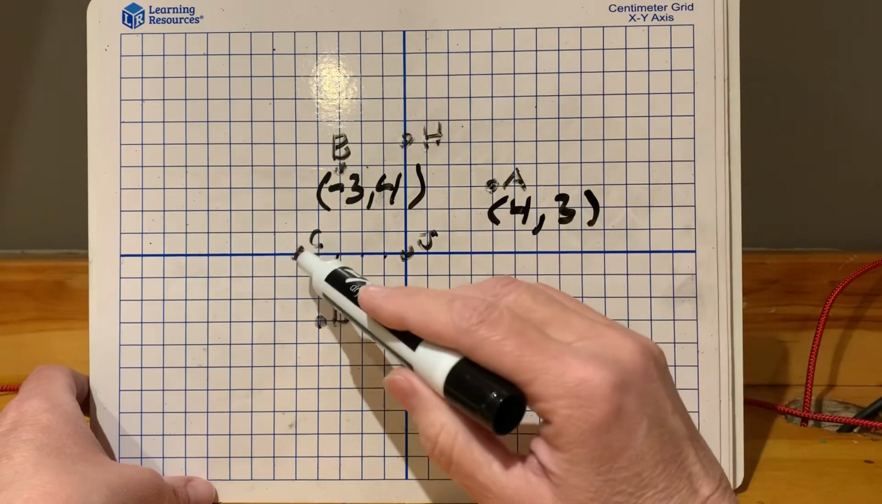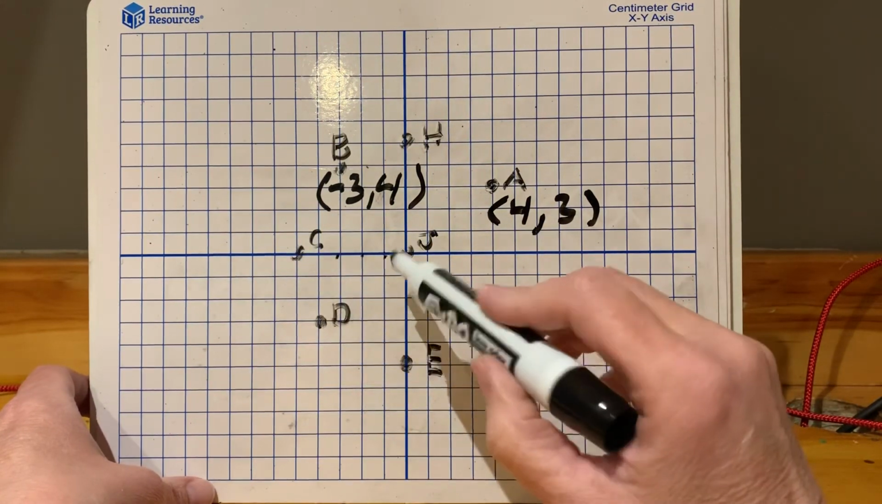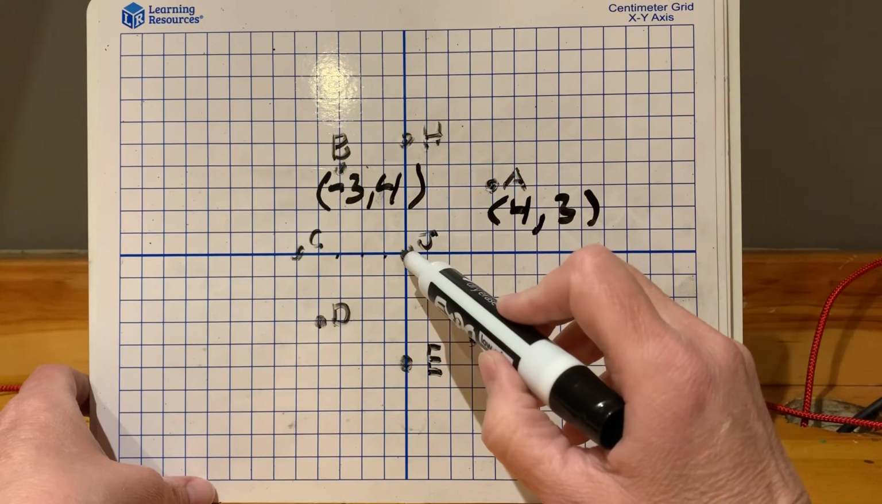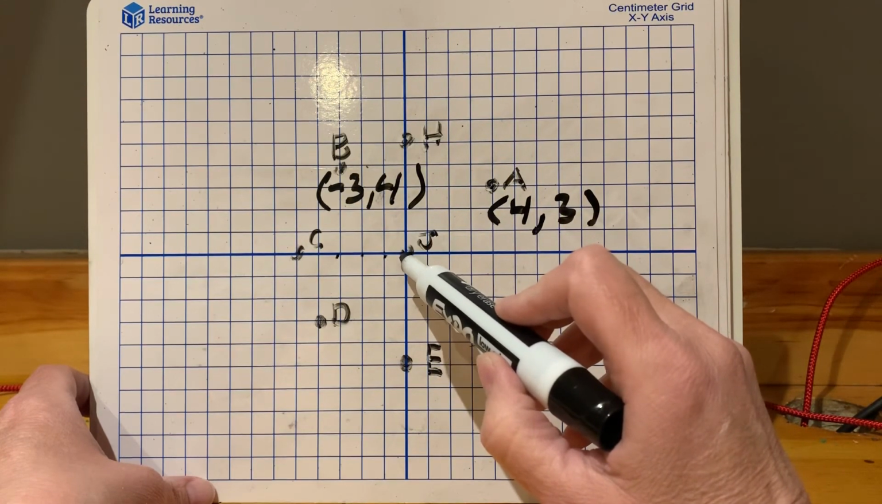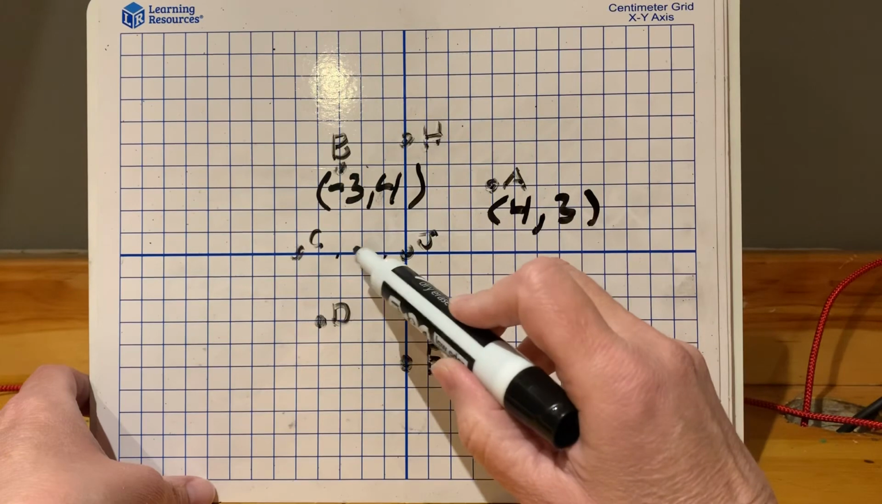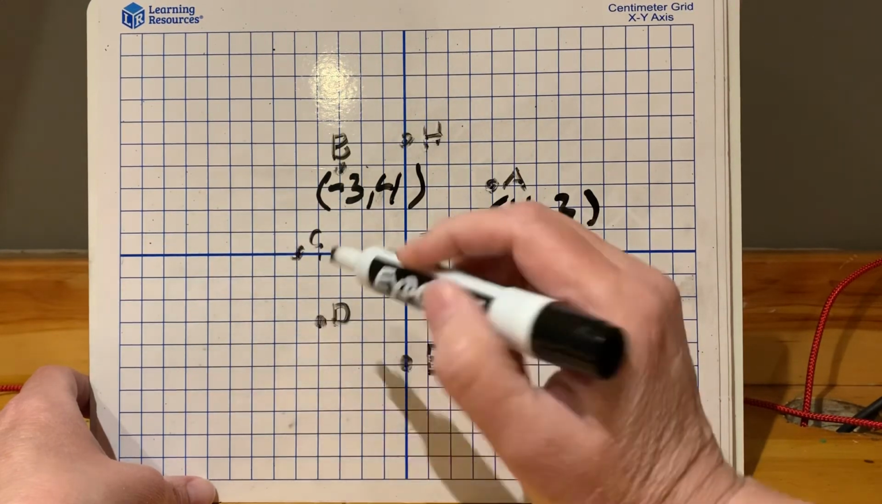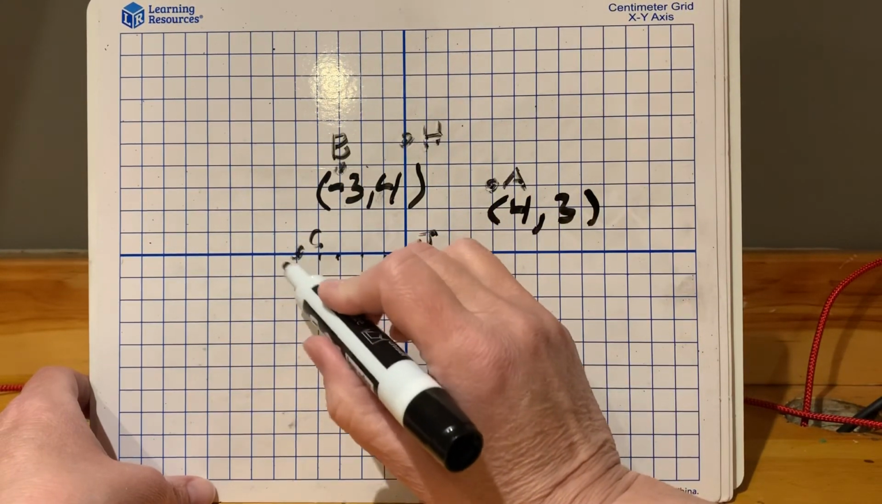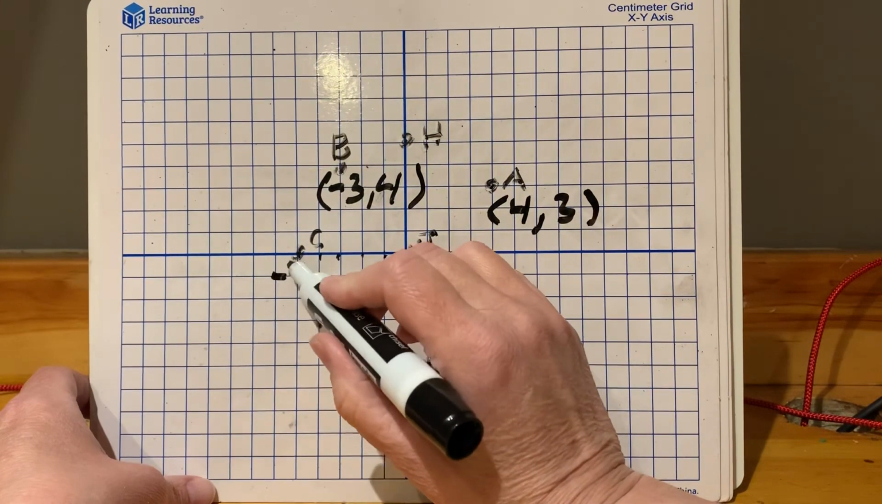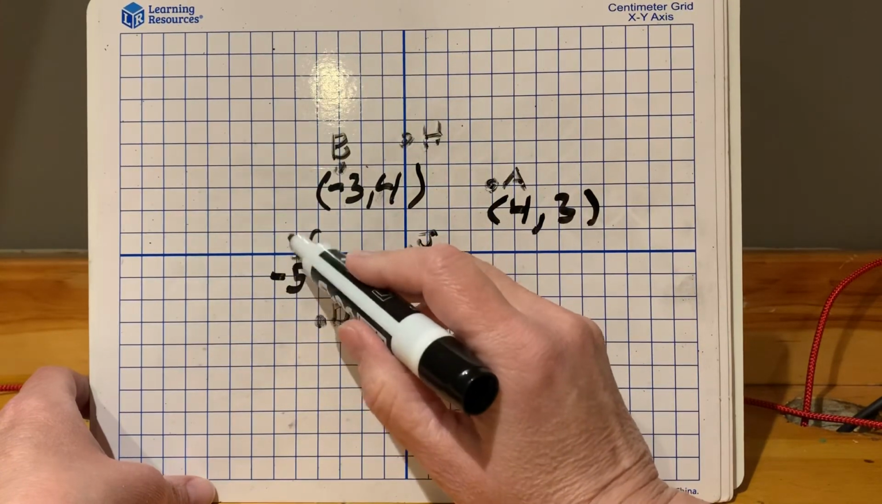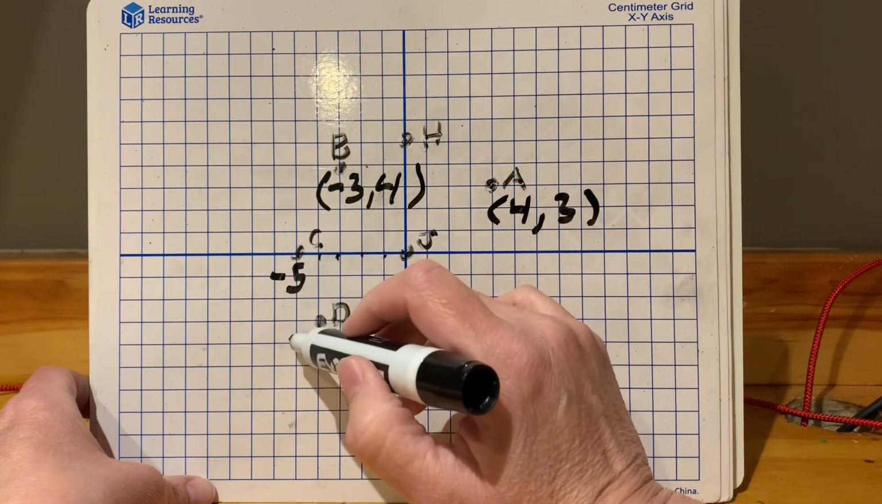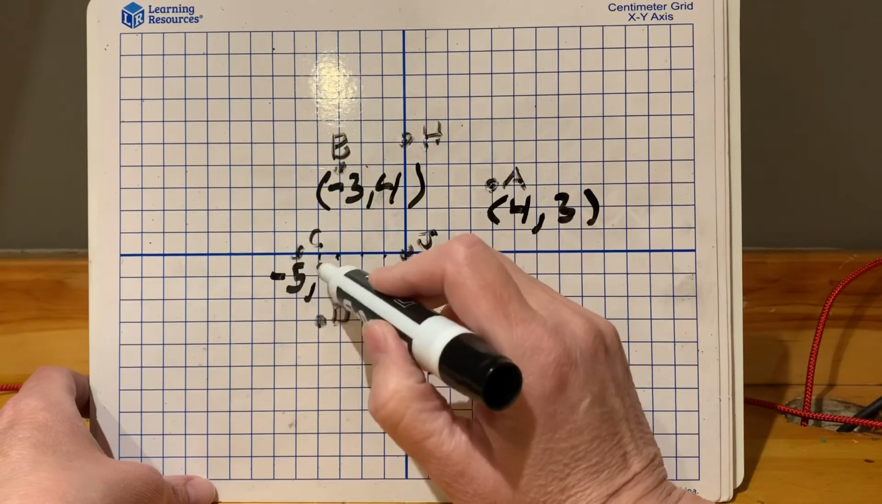And we're going to do one more together. Let's do point C. Point C, we are going to go to the left, so our x-coordinate will be negative. We are going 1, 2, 3, 4, 5. We have gone 5 units to the left, so we have -5. We are not going up or down on our y, so y is 0.